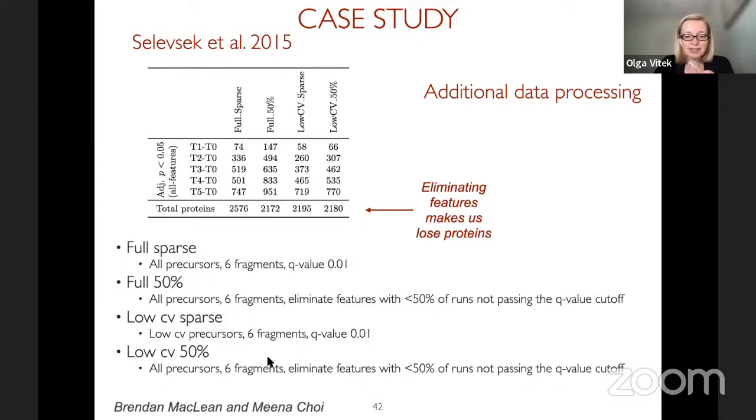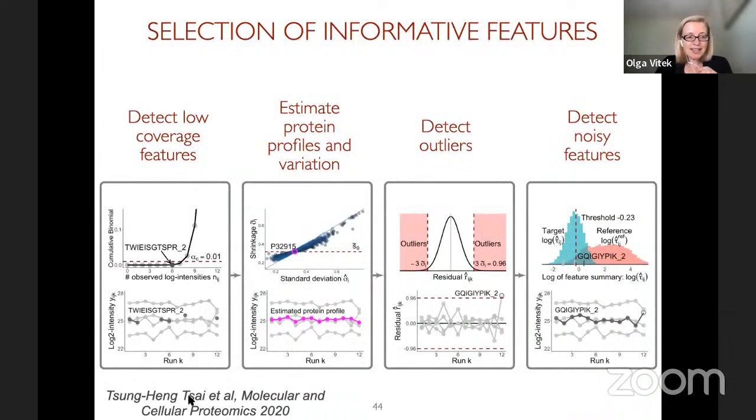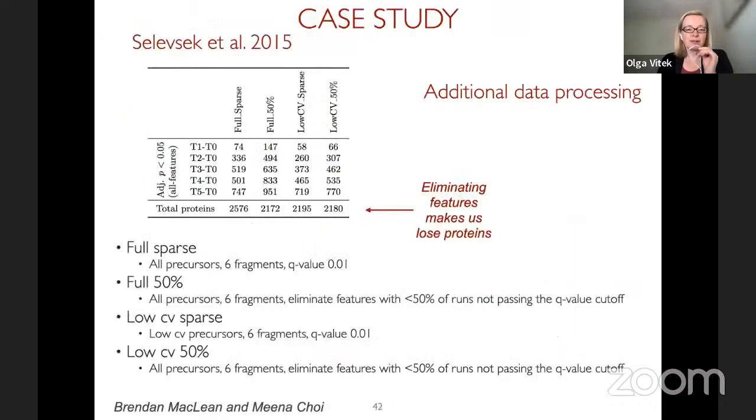This was a separate work. The data is still by Brendan and Min. I think I have the acknowledgement. Yes, this is the paper by Tsung-Heng Tsai, which was published a couple of years ago in MCP. So that's the thought process. Let's continue with this low CV data set and try to add another option of data processing.